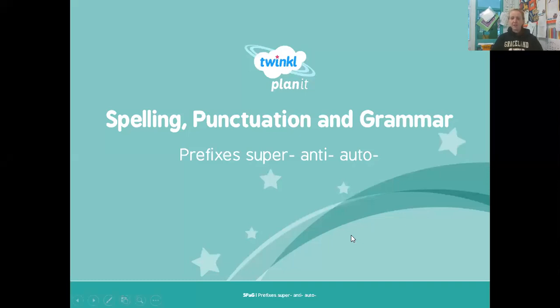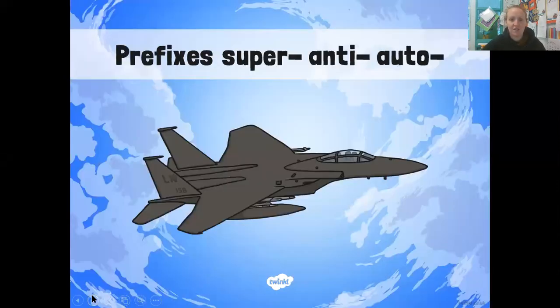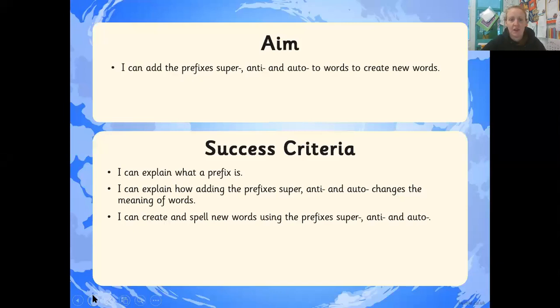Here we go. So the prefixes we're going to look at today are super, anti, and auto. Three different types of prefixes that we're going to have a look at in today's activity. Our aim is to add the prefixes super, anti, and auto to words to create new words.